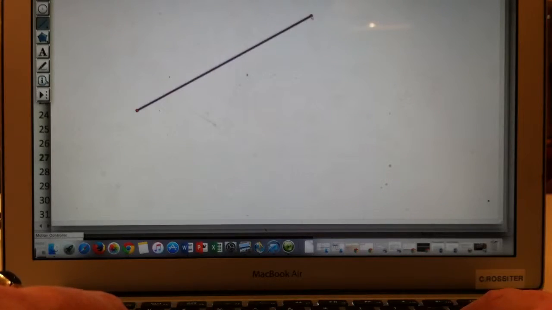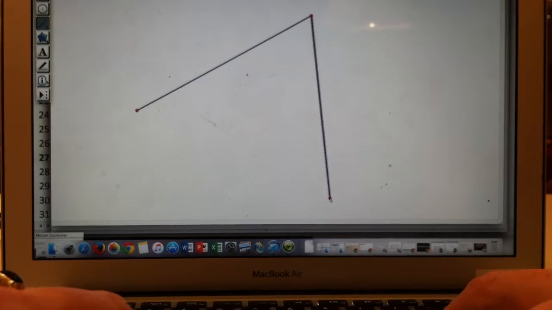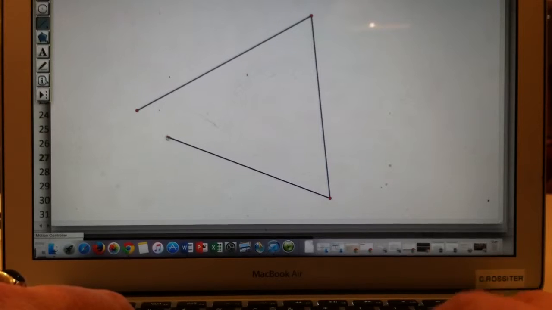Now if we're going to circumscribe a triangle, we've got to start with a triangle. So click the tool that shows you segments and draw any old triangle you want. It doesn't make any difference where you make it, because any triangle can be circumscribed.